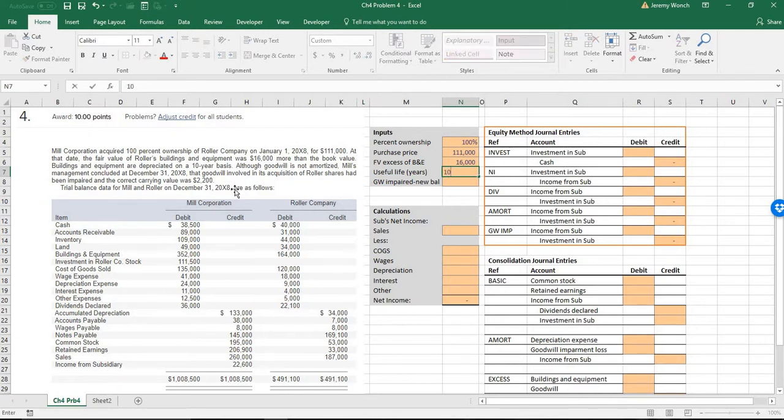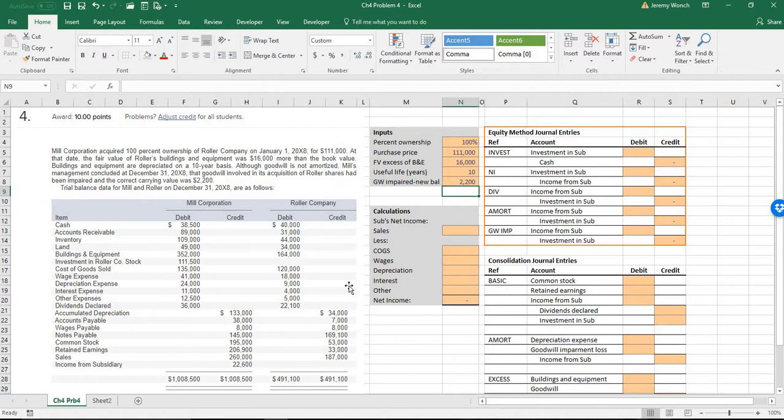And then it also says we have a 10-year life on that. And then it also says that goodwill was impaired. So at the end of the year, the balance was $2,200. So we still don't know quite what we paid for it to begin with, but at least we know the ending balance now.